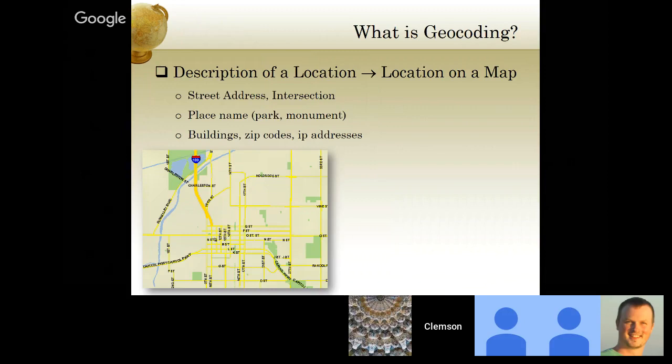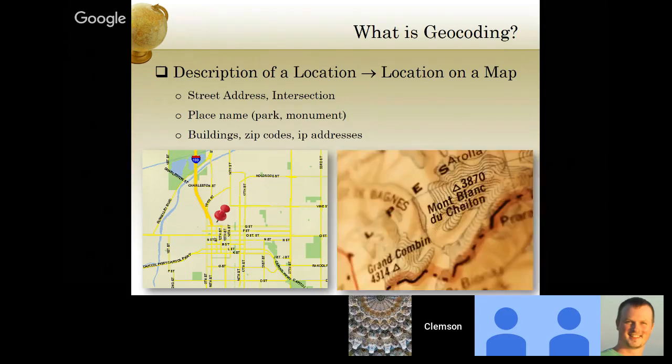But again, we're just going to take that description, like a street address. It could be something broad like a place name. So say a mountain or a national park, or it could even be an IP address. If the physical location of that IP is known, you could geocode a table of IP addresses. Or building names. Geocoding is a very, very powerful and flexible process, but you're just taking a description of information and using that to put it on a map.